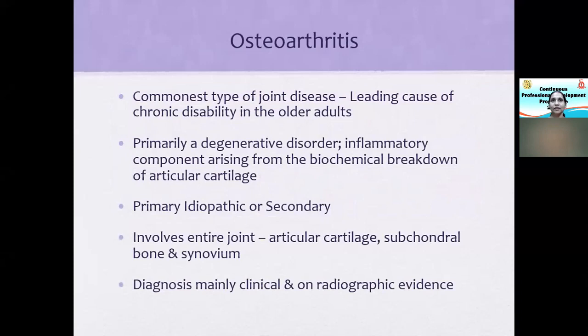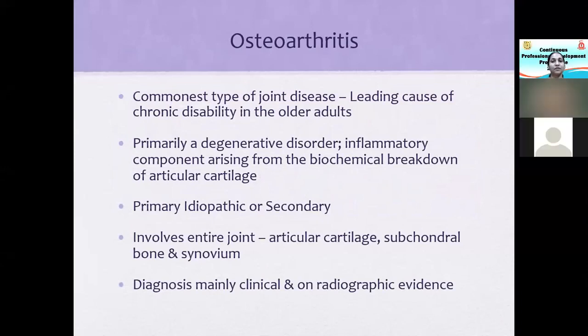Now let us have a look at osteoarthritis. This is the commonest type of joint disease presenting to either the general practice or to a rheumatologic clinic. This is a leading cause of chronic disability, especially in the older adults. It's a primarily degenerative disorder, but there might be an inflammatory component arising from the biochemical breakdown of articular cartilage, but this is less marked.